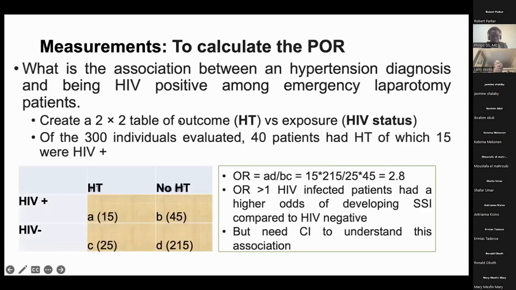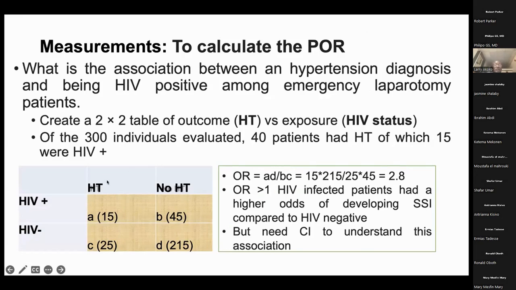Okay, thank you. So we can use cross-sectional studies to calculate the prevalence odds ratio. And I want you to use prevalence odds ratio and not odds ratio. The formula is the same as that for the odds ratio, but this is for prevalence studies. So it is called the prevalence odds ratio. And here we use it to measure association between a hypertension diagnosis and being HIV positive.